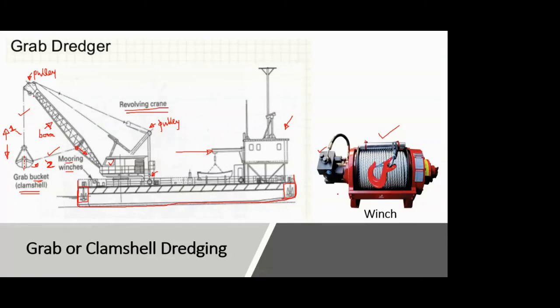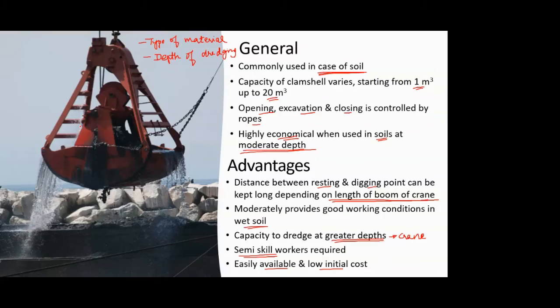First, we had seen grab or clamshell. The main component is the grab bucket or the clamshell, which is attached with the help of ropes and pulley assembly to a crane, and that crane is a revolving crane. And depending on the power of the crane and length of your ropes and length of this boom, you can lower the grab bucket to the desired depth, and then you can open it and close it, and that opening and closing will collect the material, and then you can dump it at the desired destination. Okay. So this is the thing.